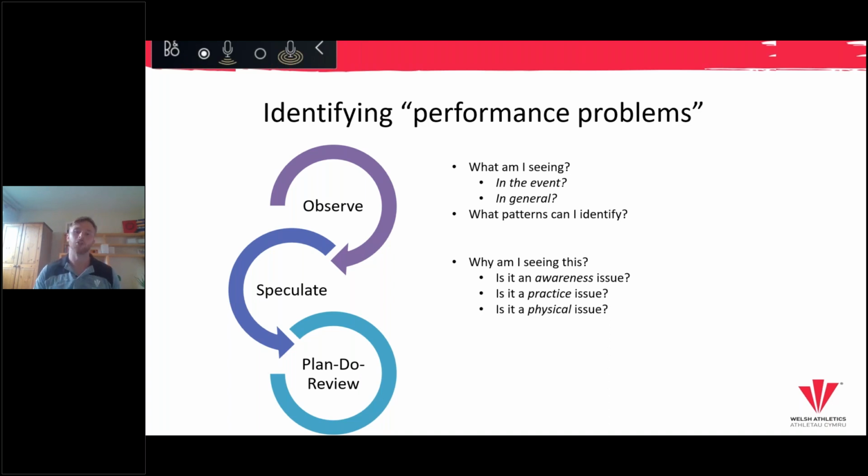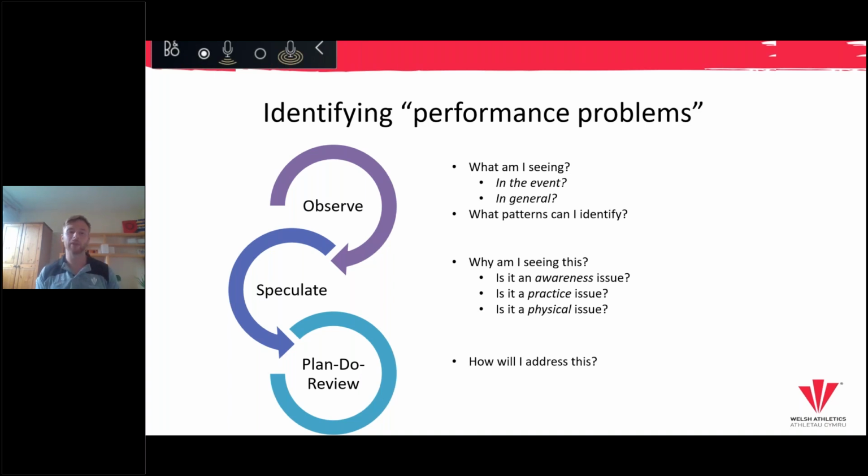Or is it a physical issue? So maybe you've ticked the other two off. You're sure that the athlete's aware of what they're trying to do. You're sure the athlete's practiced enough to be able to get it, but they're still not able to get that. And you're cueing and cueing, but potentially you're not going to get any further if they've actually got a physical issue which is holding them back, which is where physical preparation comes in.